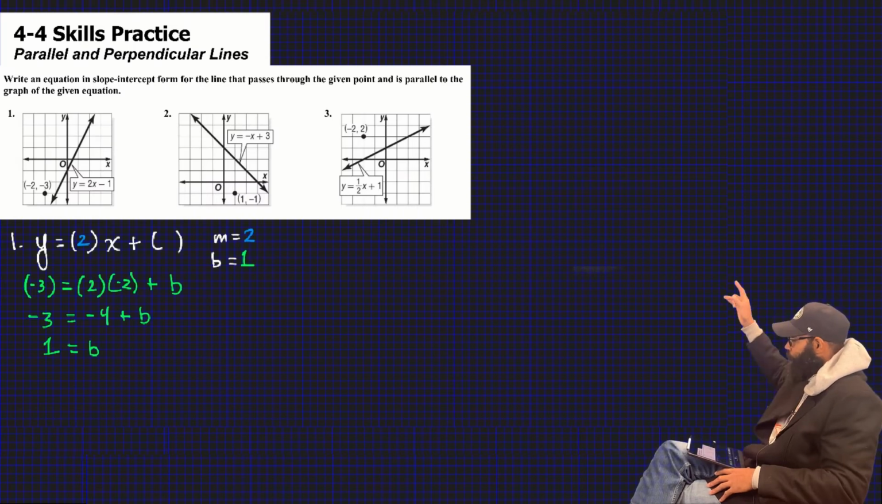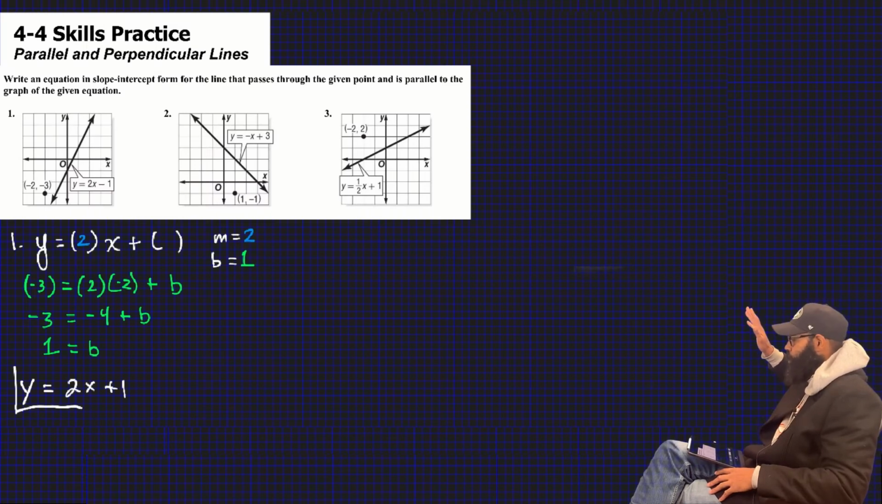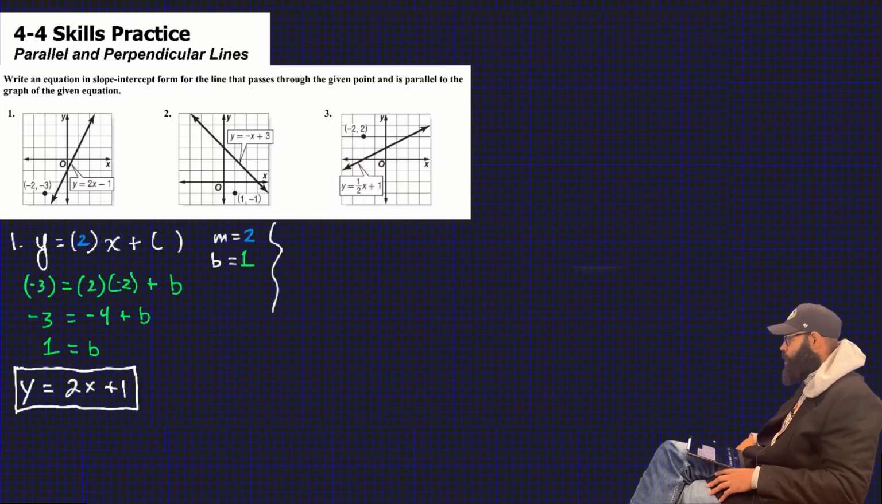So I can really graph that now. You can see how the black line wouldn't touch the green line. They go forever and ever, but they're not asking you to graph. They're asking you to write the equation of the line that is parallel to the line given and passes through the point.